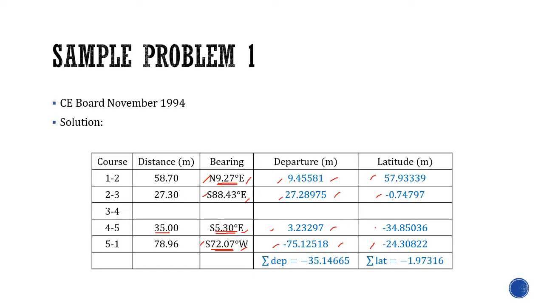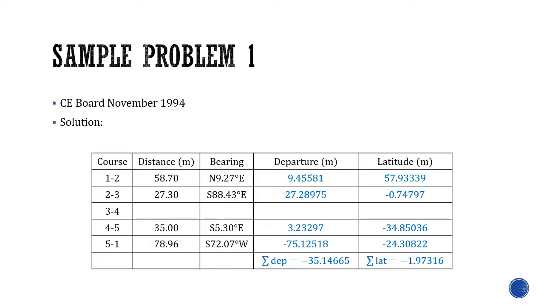Ayan. Now, class. Ayan, sabi natin, this is a closed traverse. So, dapat, the sum of the departure and the sum of the latitude ay equal to 0. Okay, so paano siya magiging 0? Okay, so ganito ang mangyayari yan, no?